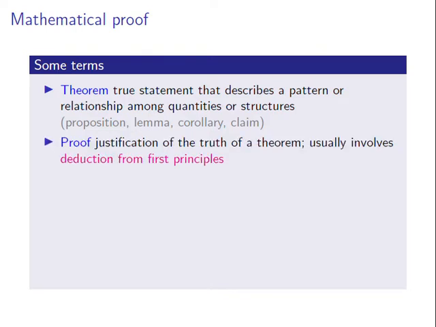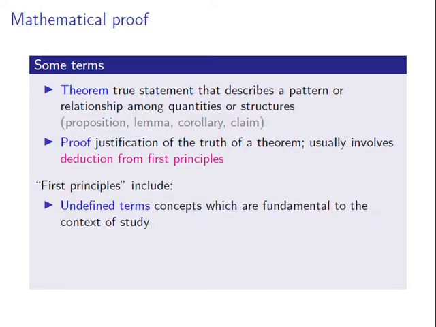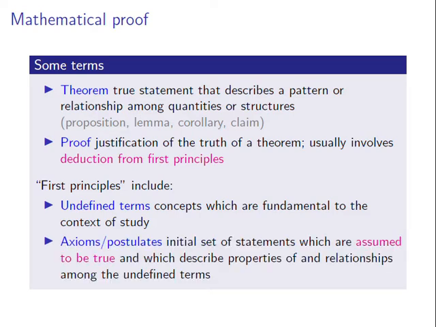A proof is the justification of the truth of a theorem. It usually involves a process of deduction from first principles using the rules of inference and valid argument forms. First principles include a set of undefined terms, which are concepts that are fundamental to the context of study, together with a set of axioms or postulates, which are an initial set of statements that are assumed to be true and which describe properties of and relationships among the undefined terms.